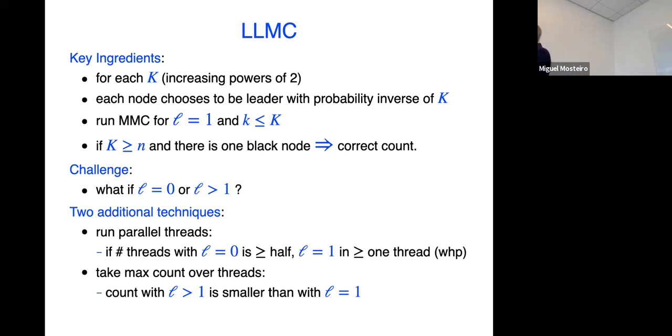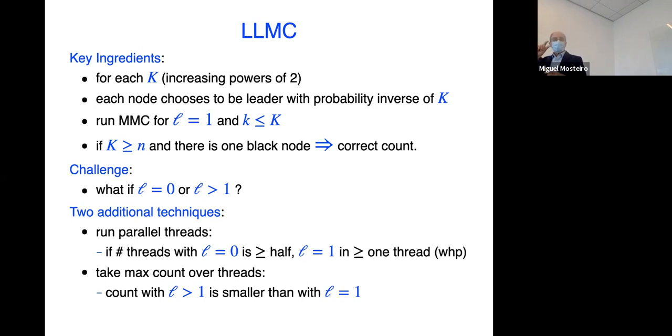If the number of threads without leaders is more than half, there has to be one of them which has exactly one leader with high probability, which we show in the analysis. Right? So again, nodes choose with this 1 divided by K probability to be leaders or not.